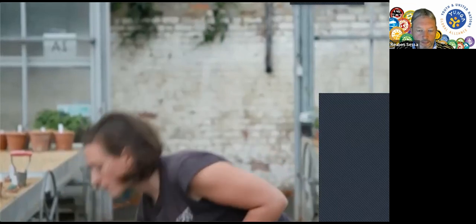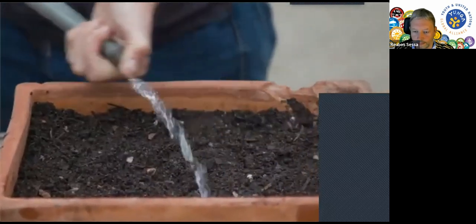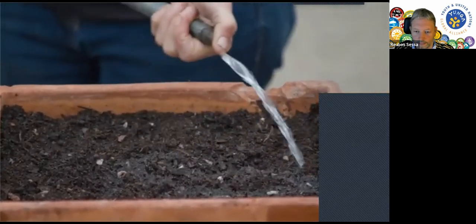There's 2 ways you can water. One is overhead, using a nice watering can, and just give them a good soaking on top. And you want to make sure that they're really wet all the way through, so you might want to let the water soak down and do it again.